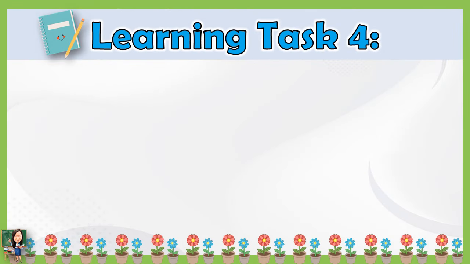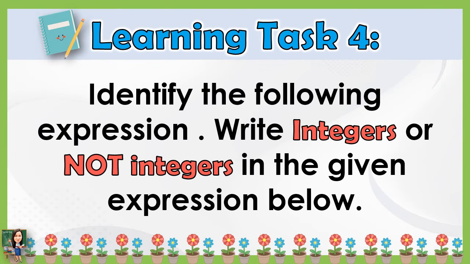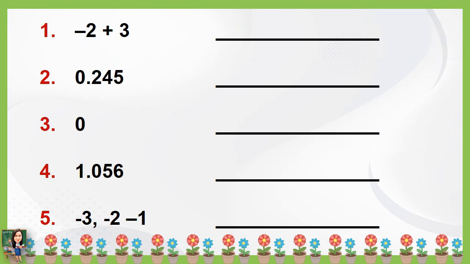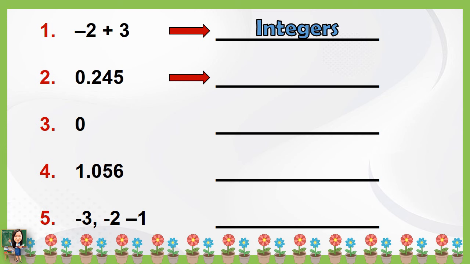For learning task 4, identify the following expression. Write integers or not integers in the given expression below. Number 1, negative 2 plus 3. Is it integer or not integer? Very good. The correct answer is integer. Number 2, 245 thousandths. Is it integer or not integer? Very good. The correct answer is not integer.